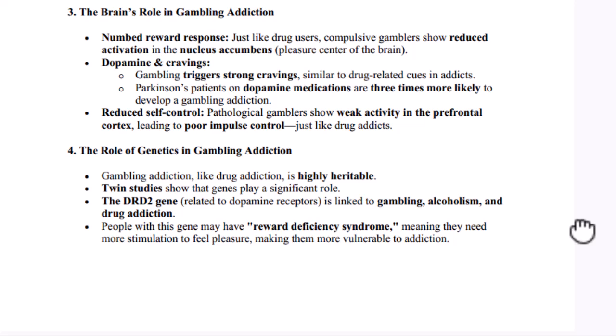Parkinson's patients on dopamine medication are 3 times more likely to develop gambling addiction. Reduced self-control. Pathological gamblers show weak activity in the prefrontal cortex, leading to poor impulse control, just like drug addicts.